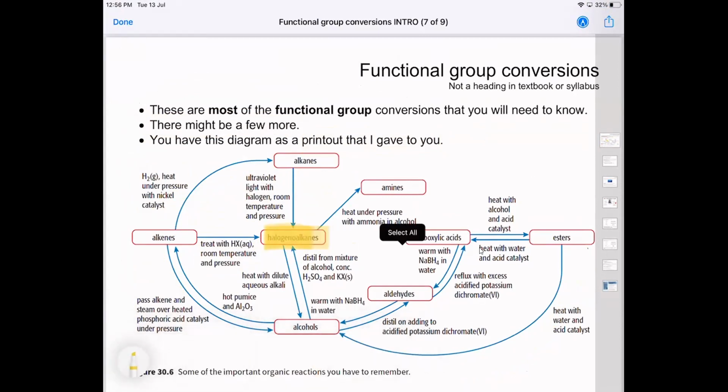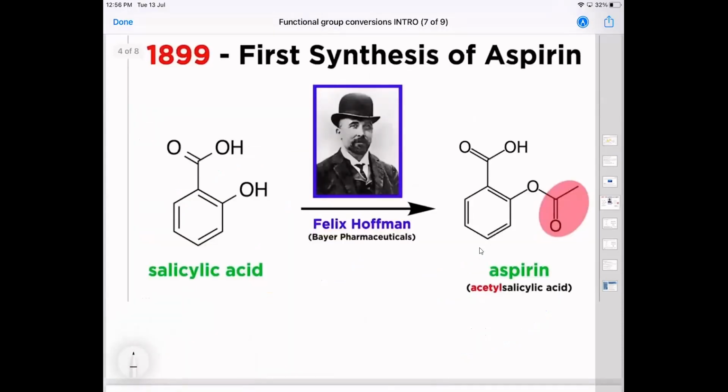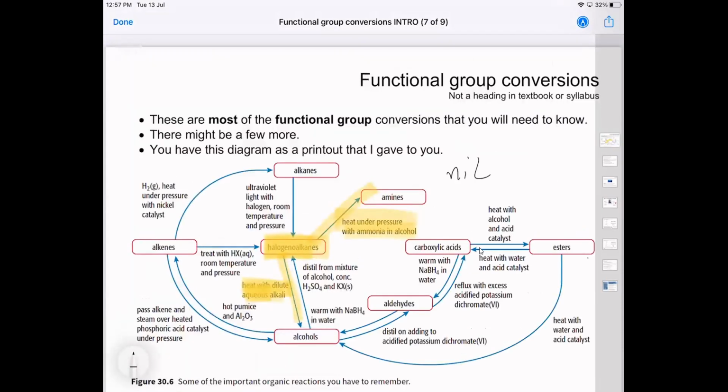But if you start with your halogenoalkanes, you'll see we can form the alcohol, which is heat with dilute alkali, or in the case that we saw, heated under reflux with water. We can form the amines under pressure with ammonia and alcohol, and we can also form the nitrile. The nitrile is not on here, so you would have to add another box and say nitriles, with an arrow going towards the nitriles over there. And then we did that as well.